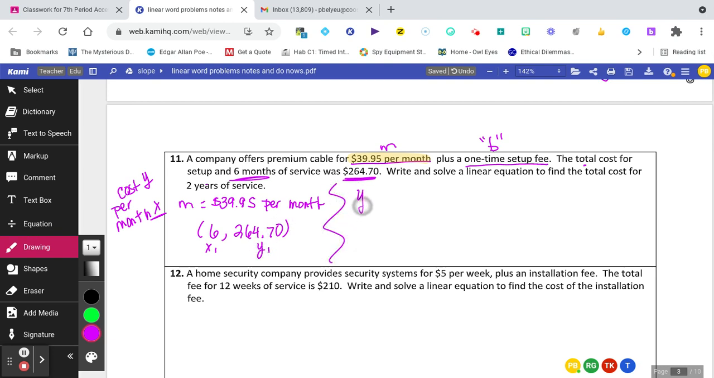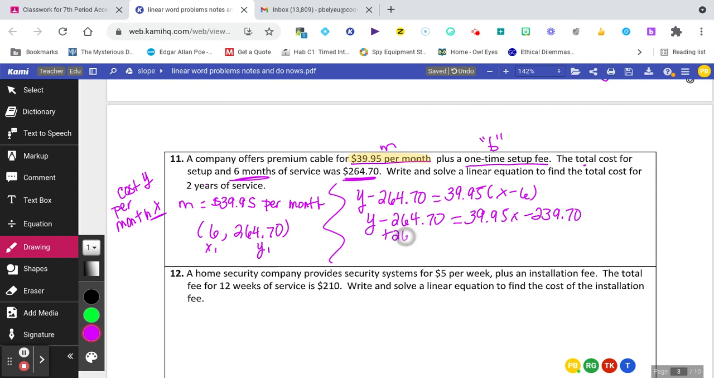Then I write the equation: y minus $264.70 equals $39.95 times x minus 6. And I just use the distributive property and solve for y. It's going to be $39.95x. I'm going to multiply $39.95 times negative 6, and I get negative $239.70. I'm going to add $264.70 to both sides. And again, make sure you're pausing the video and taking notes, writing it down.